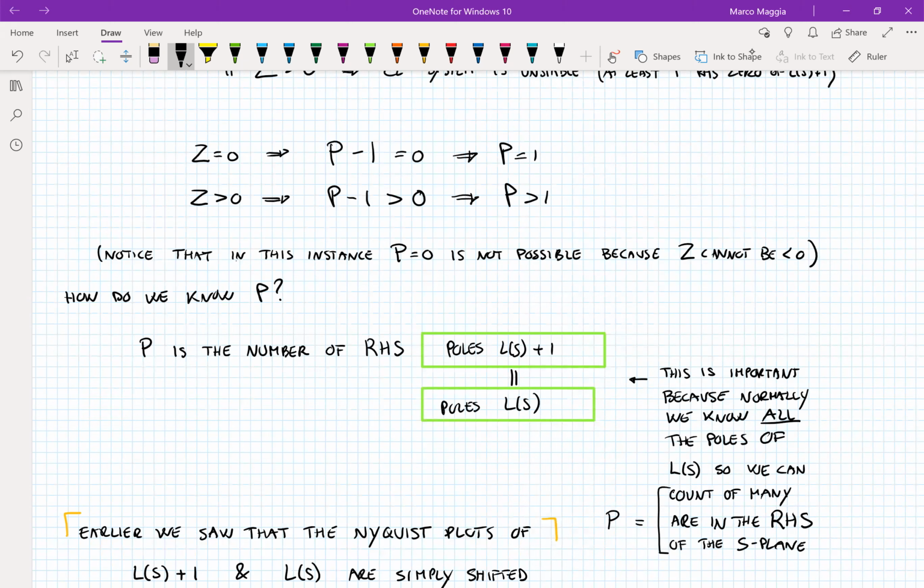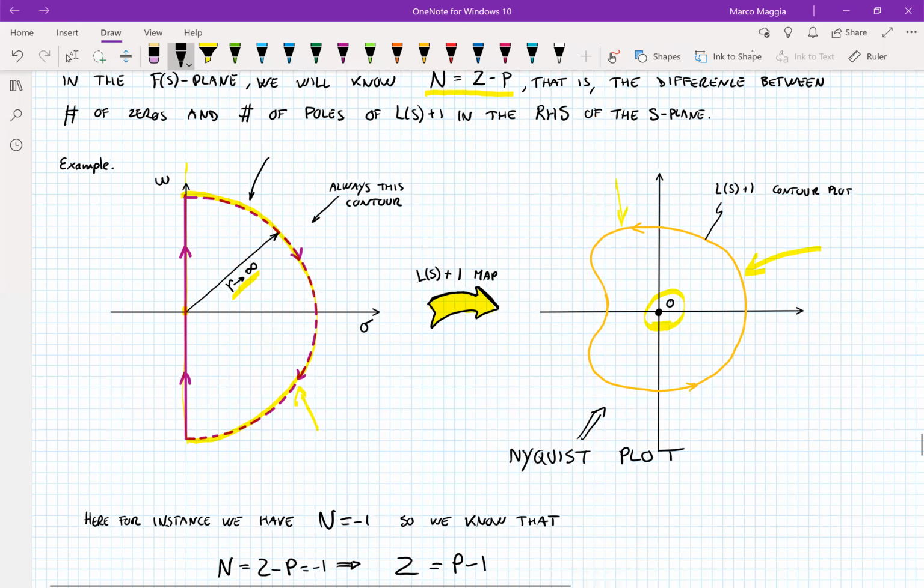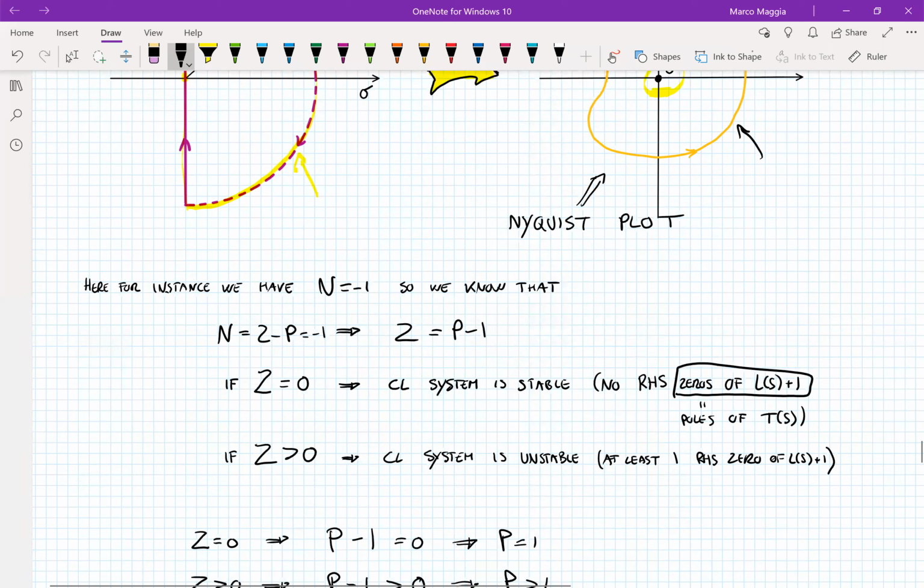That is, count how many of them have positive real parts. And so we have P, we have capital P. We can count it. Once we can count P, and then we count the encirclements using the Nyquist plot that magically appeared because of MATLAB, but that's another story, we can determine Z. And if Z is equal to 0, closed system is stable. If Z is greater than 0, closed system is unstable. That is your Nyquist stability criteria.